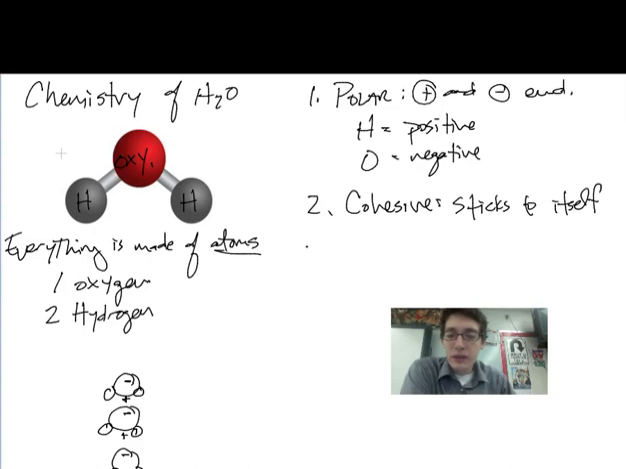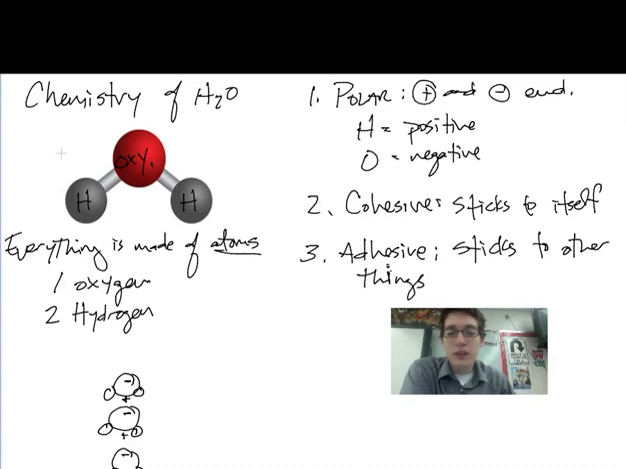Water is not only cohesive, it is adhesive. So if cohesive means it sticks to itself, adhesive means it sticks to other things. I'm having trouble writing this morning. It sticks to other things. And we know water sticks to other things, like when you're washing your hands, you have water left over on your hands. The water is sticking to your skin because of this polar nature. So we're going to be looking back to the polarity of water a lot through the unit. So water is polar, which also makes it cohesive and adhesive at the same time.